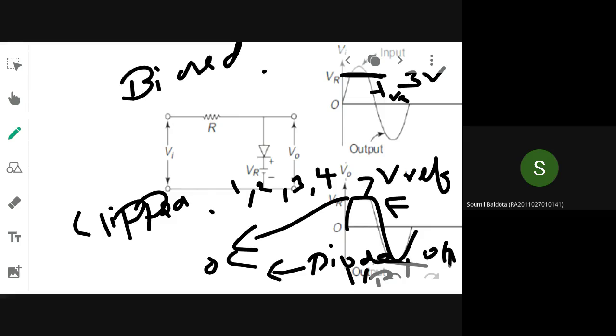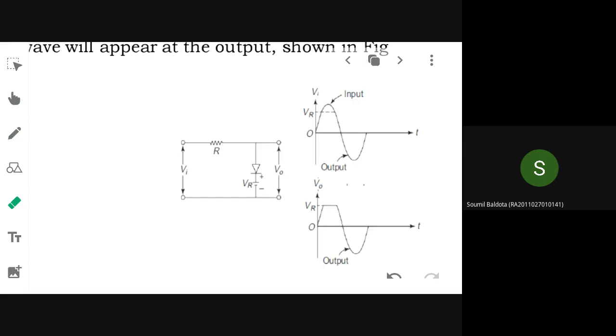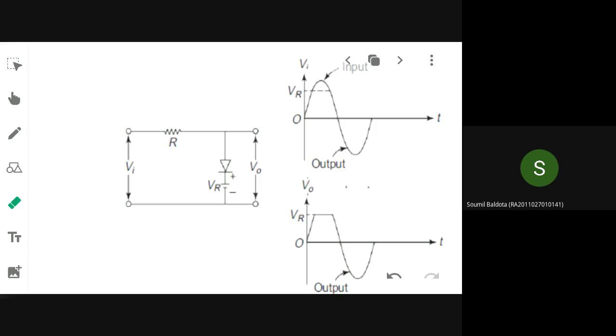So whatever portions are greater than V reference, those portions will be clipped. That type of clipper is called a positive clipper. Under that V reference only, the input will be connected to the output. So this is positive biasing. Negative biasing is also possible if you interchange this VR.